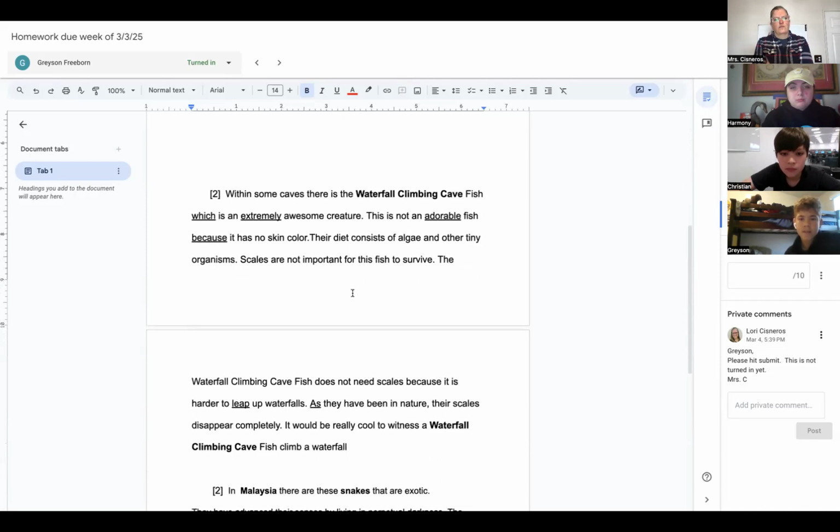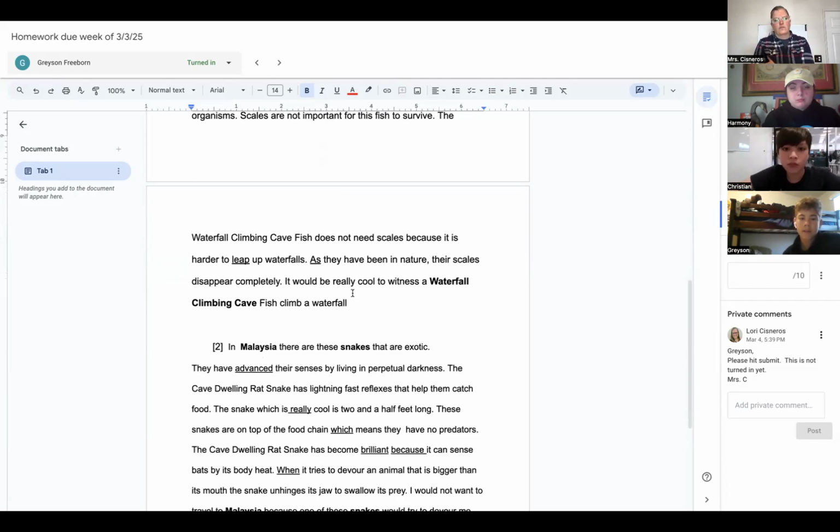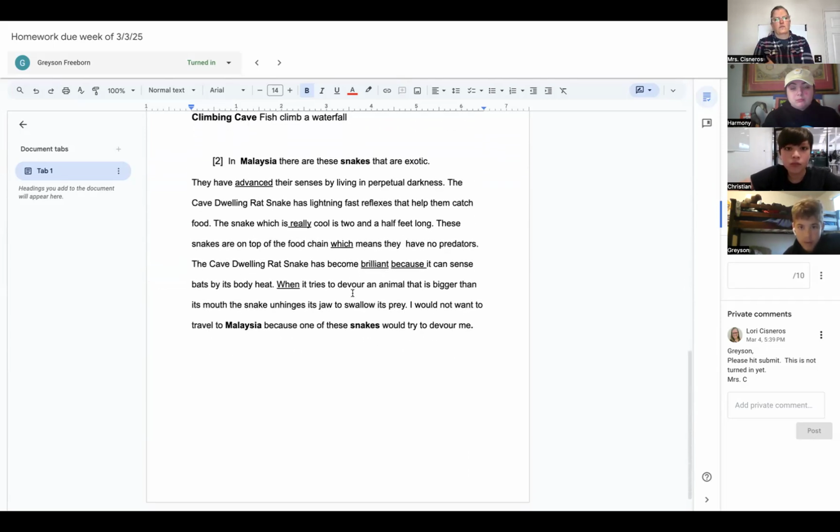Within some caves, there is the waterfall climbing cavefish, which is an extremely awesome creature. This is not an adorable fish because it has no skin color. Their diet consists of algae and other tiny organisms. Scales are not important for this fish to survive. The waterfall climbing cavefish does not need scales because it is harder to leap up waterfalls. As they happen in nature, their scales disappear completely. It would be really cool to witness a waterfall climbing cavefish climb a waterfall. Got to put a period right there.